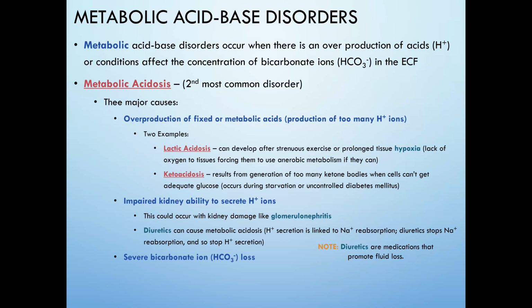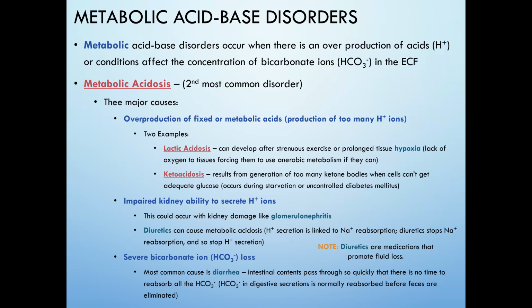And the third major cause is severe bicarbonate ion loss. The most common cause of this is diarrhea, and during diarrhea, the intestinal contents pass through so quickly that there is no time to reabsorb all of the bicarbonate. So bicarbonate is secreted especially in the pancreatic buffers that come out in the duodenum, and the bicarbonate in these digestive secretions is normally reabsorbed before the feces are eliminated, but in the case of diarrhea, the contents are passing through so quickly you don't have time to reabsorb all of the bicarbonate ions, so you can end up with a severe loss of bicarbonate ions.